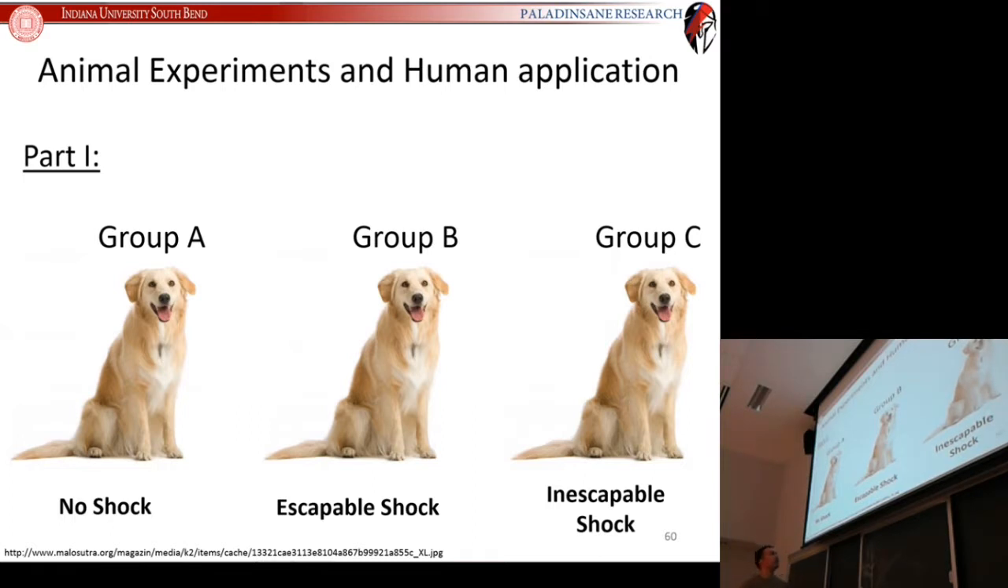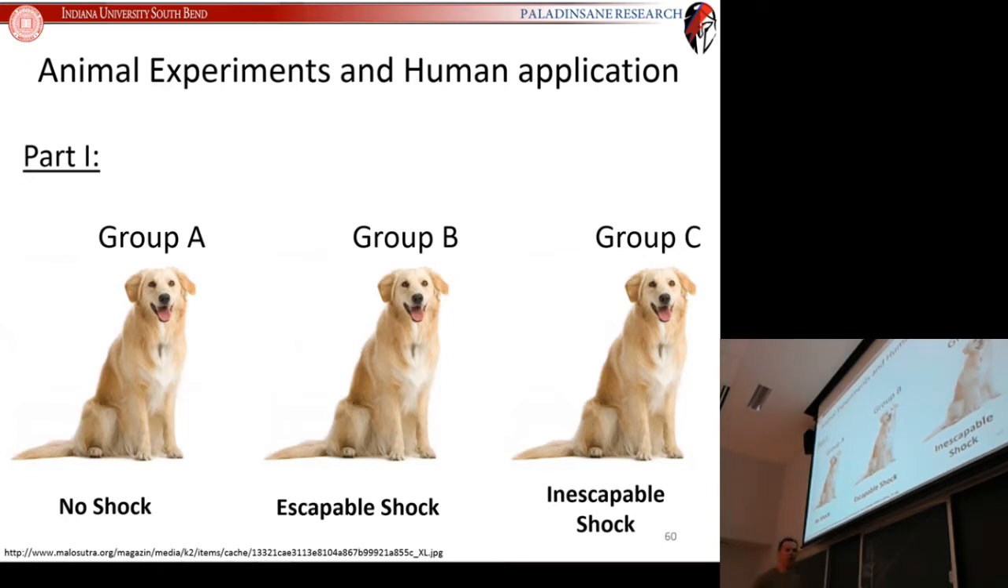And as it turned out, for the no-shock dogs, there was nothing to learn. There was no contingency between shock and any behavior. For the escapable shock, there was a contingency: you press the panel, you escape the shock. So they were able to learn to press that panel. And for the inescapable shock, there was no contingency there. There was no rule. They didn't learn to press the panel because the panel did nothing. So that was part 1.